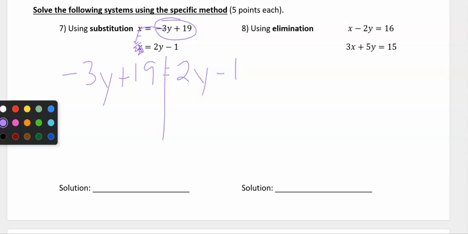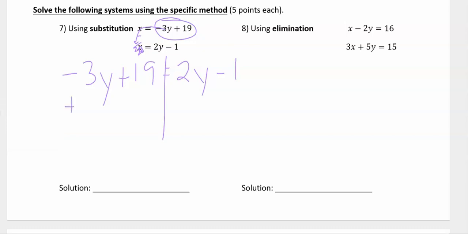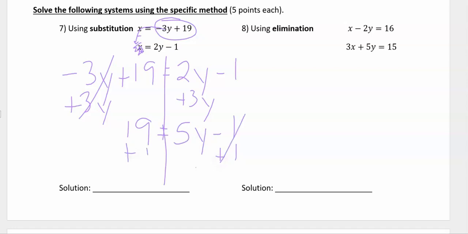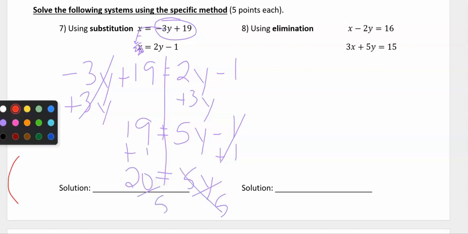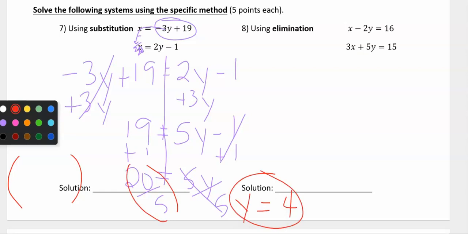We can solve this. So I'm going to get the y's together. I'm going to add 3y. So 19 equals 5y minus 1. Then I'm going to add 1 and divide by 5. Okay, so my answer, I'm going to write it like an ordered pair. I'll write the y value down here. Y is 20 divided by 5. Y is 4. Okay, so that's the y.